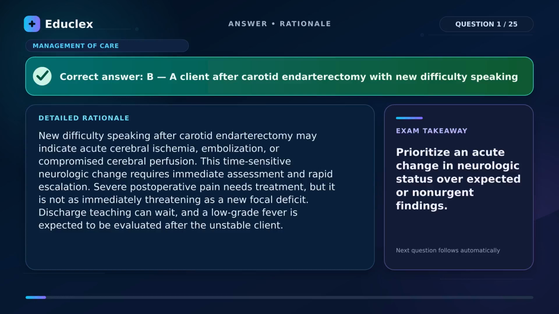Severe postoperative pain needs treatment, but it is not as immediately threatening as a new focal deficit. Discharge teaching can wait, and a low-grade fever is expected to be evaluated after the unstable client. Exam takeaway. Prioritize an acute change in neurologic status over expected or non-urgent findings.